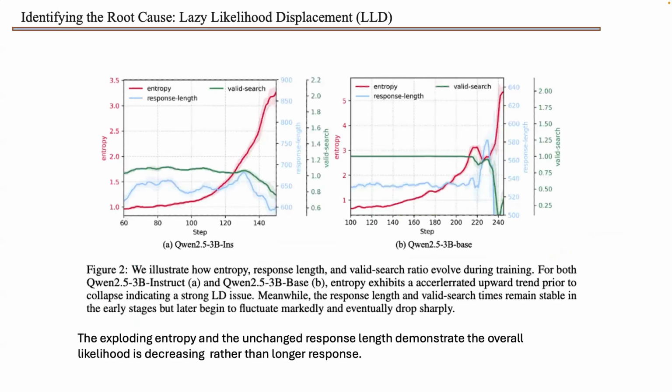You can also see in the figure that we plot the entropy. The entropy is a measure of your overall output confidence. If the entropy is higher, your output confidence is lower, or your output likelihood is lower. And we can see entropy exploding in the later stage of your model training.